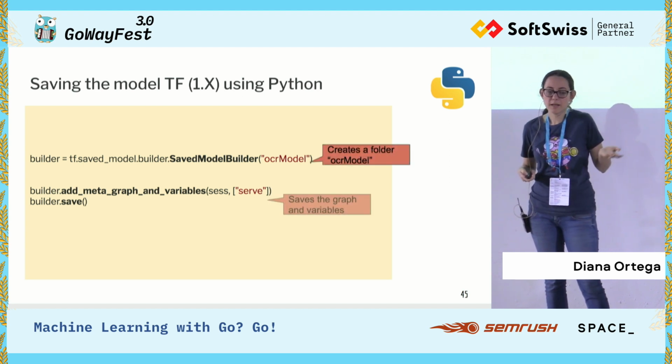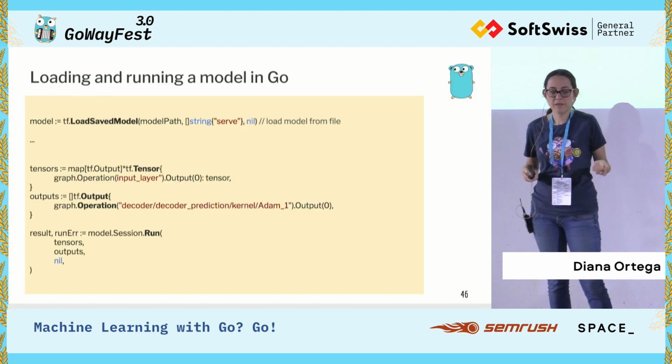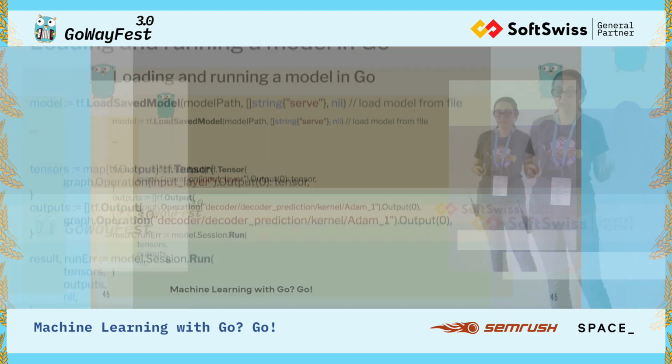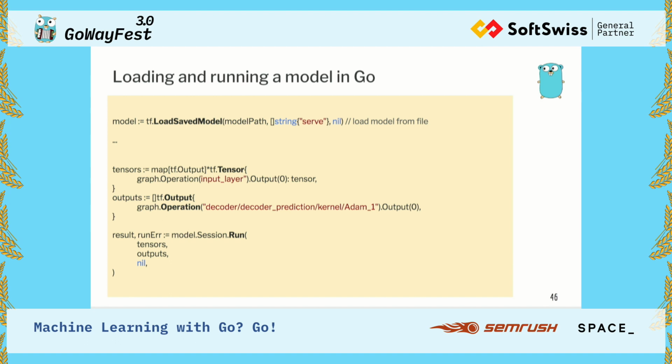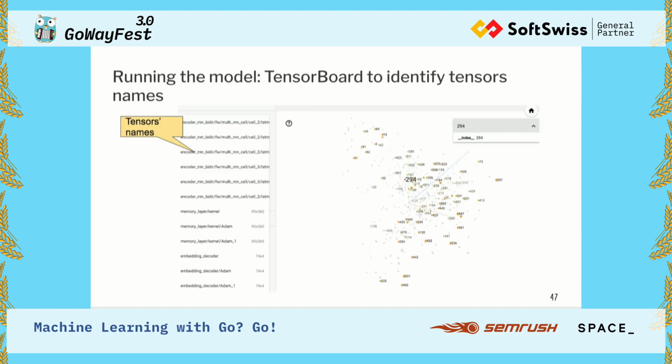Like that, you can create a model and give the graph and variables and save the variables in Python. And here, you can load the model. You can put the inputs in your inputs variable, and you can call the output and have the answer after running the model. If you don't name your tensors, you can go and take a look at what the model looks like, what the names of the variables are, using, for example, TensorBoard, or with Python, or with Go.